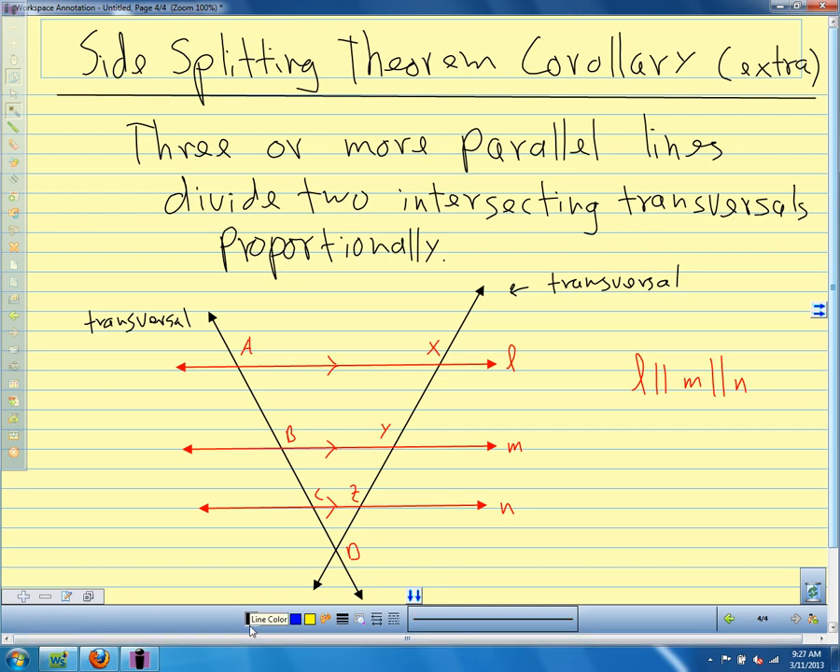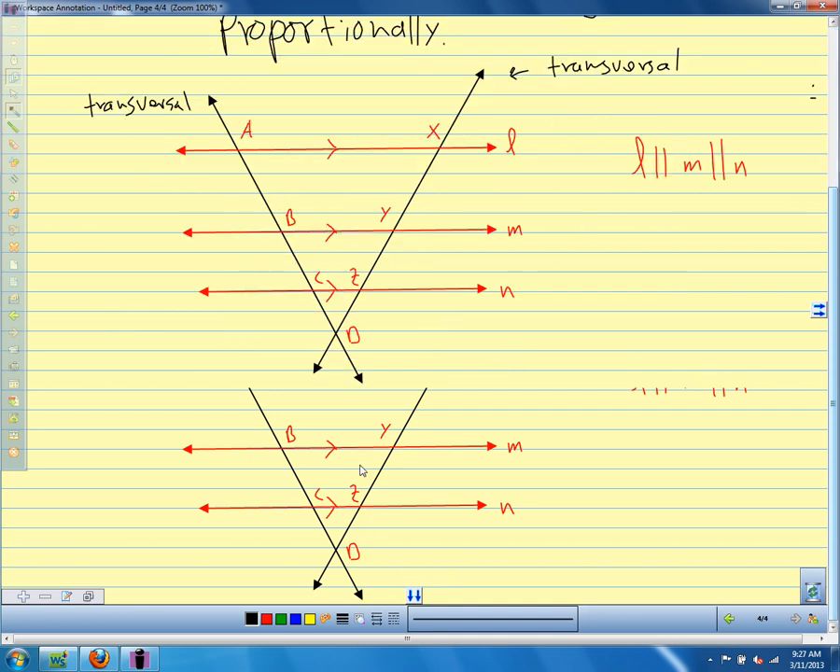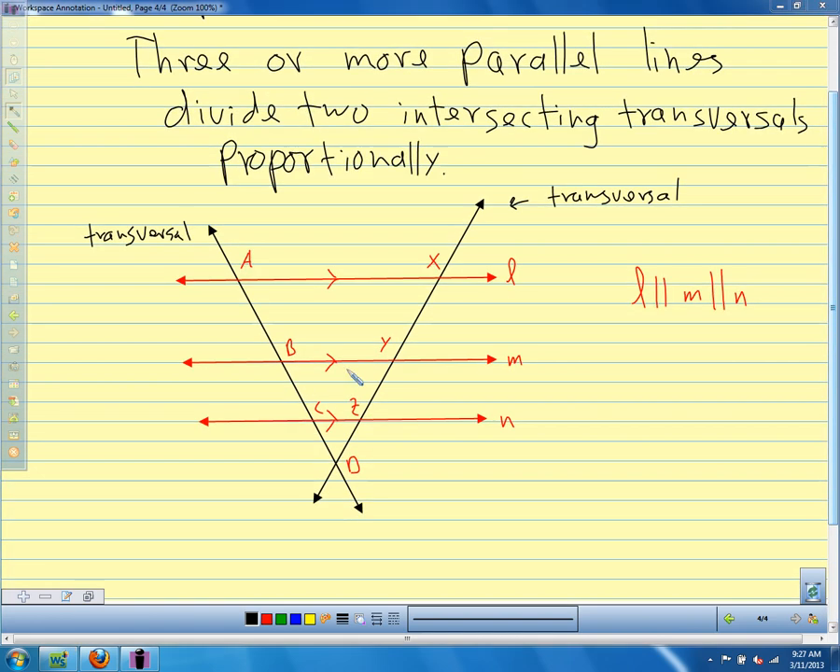So the side-splitting theorem corollary tells us that these parallel lines divide the two transversals proportionally. So all these different parts of the transversals are going to make proportions. They're going to have the same fraction. This is almost exactly like the side-splitting theorem because we have this triangle here. We just have more parallel parts, so more proportions that we can make. I'm going to write out just a few of them, just like we did for the other part.